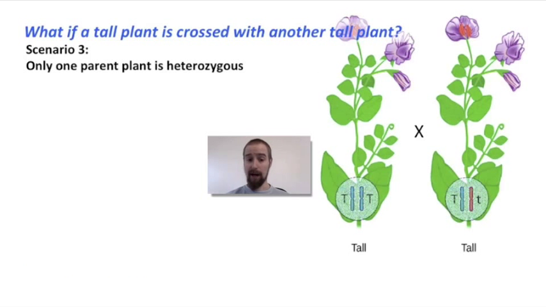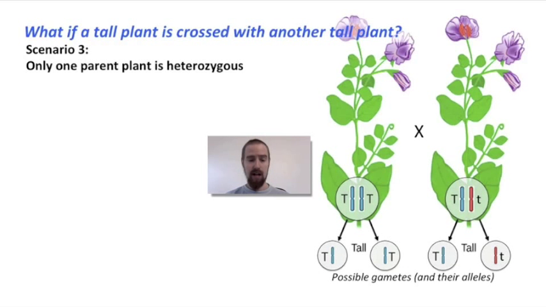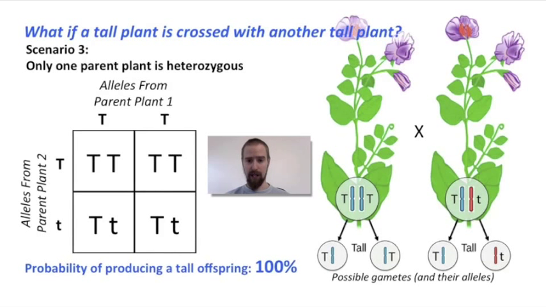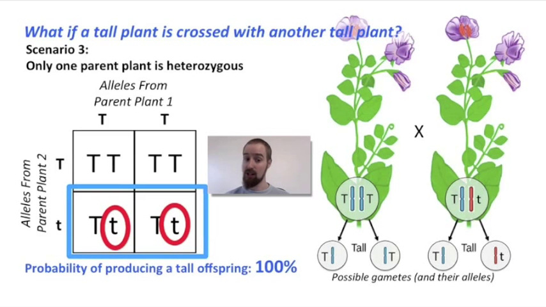If only one of our parent plants is homozygous for the tall allele, and the other is heterozygous, we still have a 100% chance that the seeds will produce tall offspring. But there is also a 50% chance that a seed will be heterozygous and will contain at least one short allele that could be passed on to its offspring.